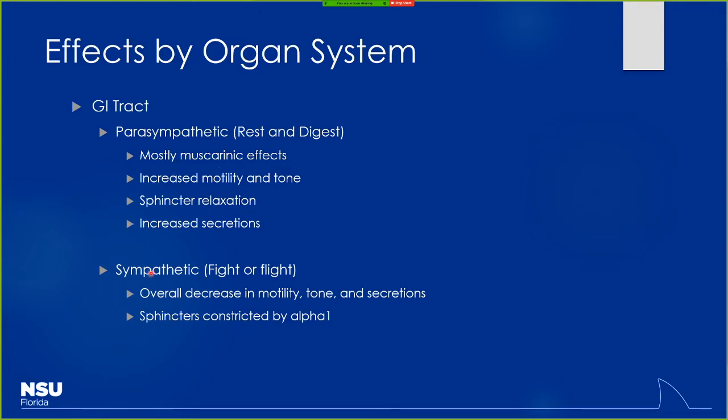Overall, though, on the sympathetic side, you're going to find decreased motility, tone, and secretions, which makes sense because, again, if you're in a fight or flight response, you don't need to worry about digesting and moving things along there. And you'll see that the sphincters are constricted by that alpha-1 receptor activity, right? So again, alpha-1 is constricting smooth muscle generally. Beta-2 will then relax it. So that's the way you're going to see those main effects from that standpoint. Again, a lot of drugs are going to be affecting this, a lot of antispasmodic drugs.